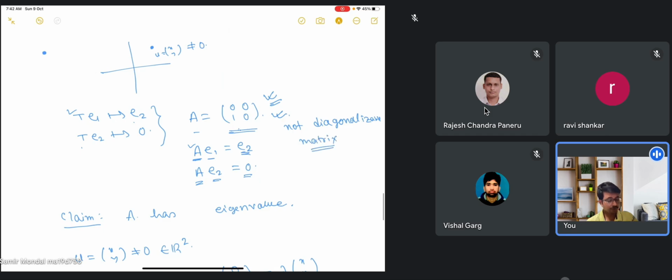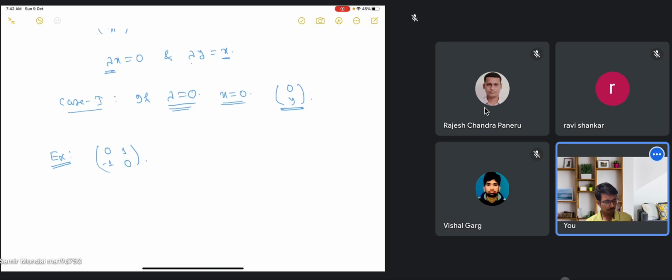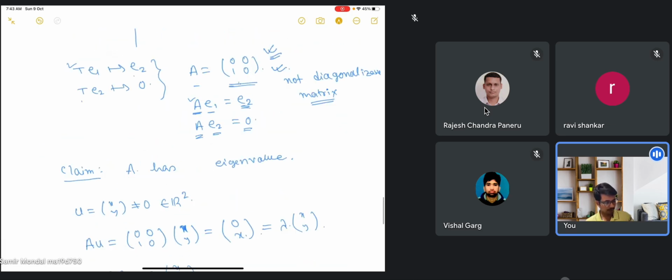Not diagonalizable matrix means you will not get a basis of R2 such that the basis vectors are eigenvectors of A. Okay, so I am proving that one first. Then I will go to a matrix whose eigenvalues do not exist in R. If we think about this as a real matrix, then its eigenvalue does not exist. If you think about a complex matrix, at that time the eigenvalue will exist. So you can check it. I want to prove that this one is not a diagonalizable matrix.